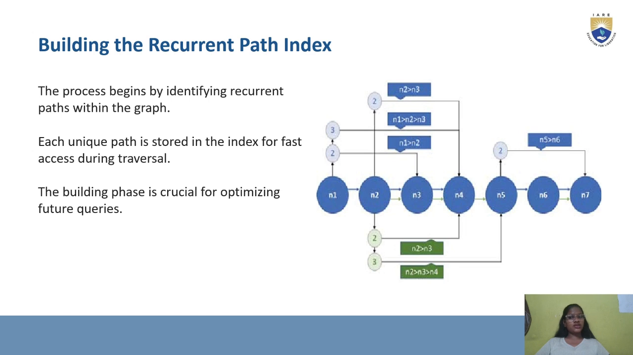Building the recurrent path index. Now, how to build this recurrent path index? This process begins by identifying recurrent paths within the graph. Like you need to identify the recurrent paths after drawing a graph. Each unique path is stored in the index for fast access during traversal. The building phase is crucial for optimizing future queries.